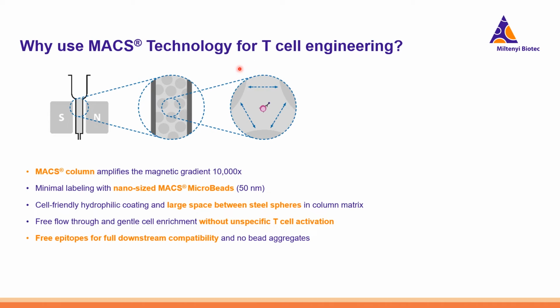for T cell engineering, immune cell manufacturing? So our technology is based on the MAX columns. And through the columns, the magnetic field is amplified by 10,000 fold. And this allows us to reduce the number of beads of these nano-sized MAX microbeads, and this leads then to a minimal labeling of the cells.